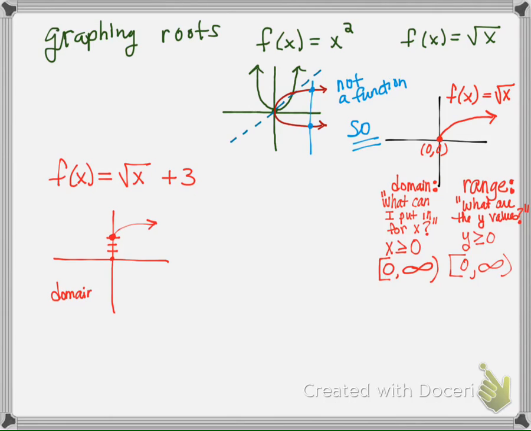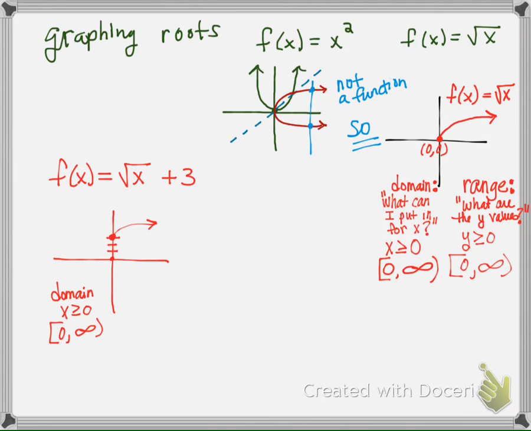Domain. What's allowed to be put in for x? Did it really change anything from the last problem? Not for real, because look, the square root hasn't changed, right? It's still the square root of x. So our domain is still greater than or equal to 0. It's still from 0 to infinity.